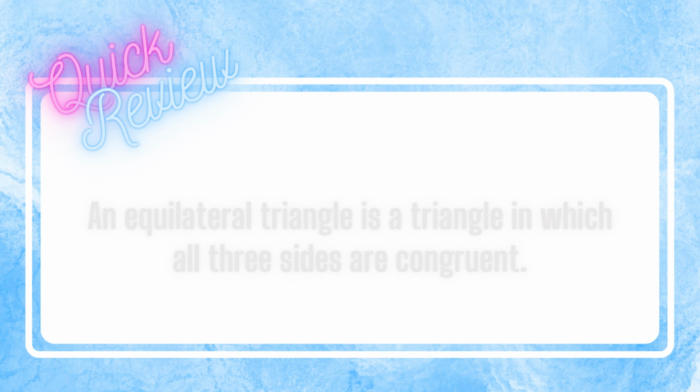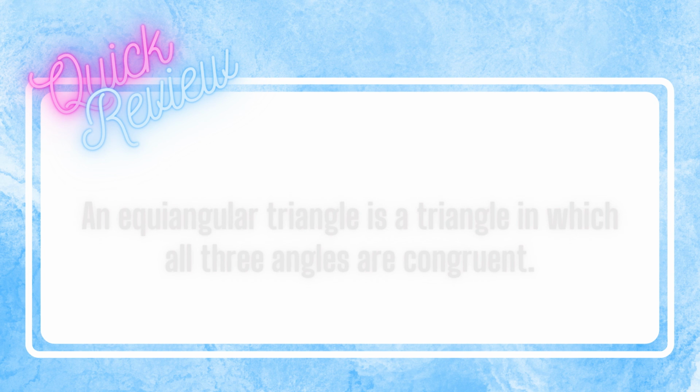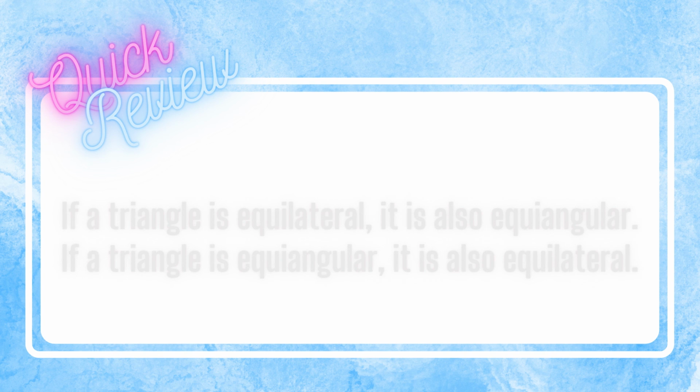Here's our review for today. An equilateral triangle is a triangle in which all three sides are congruent to each other. An equiangular triangle is a triangle in which all three angles are congruent to each other. And equilateral triangles and equiangular triangles are actually the same type of triangle. So if a triangle is equilateral, it's also equiangular. And if a triangle is equiangular, then it's also equilateral.